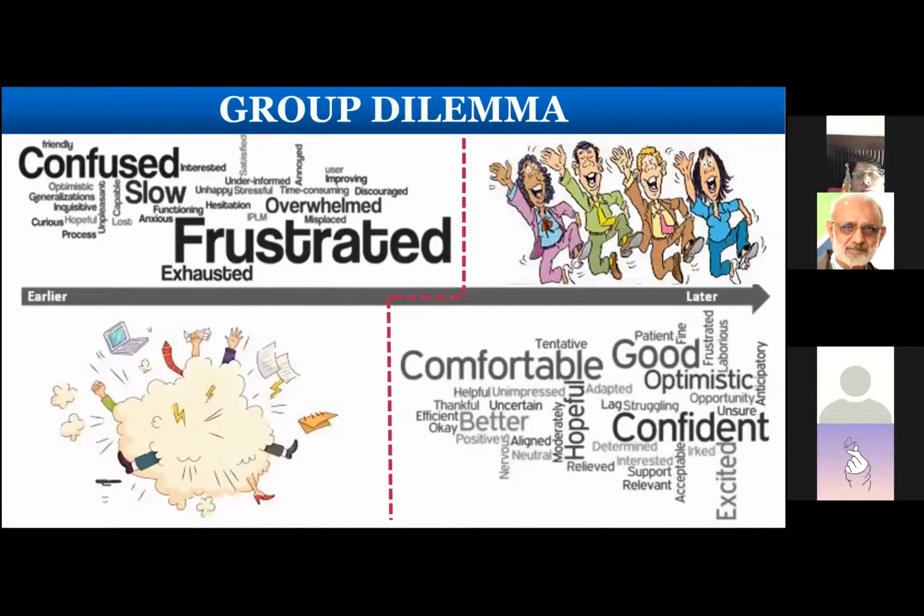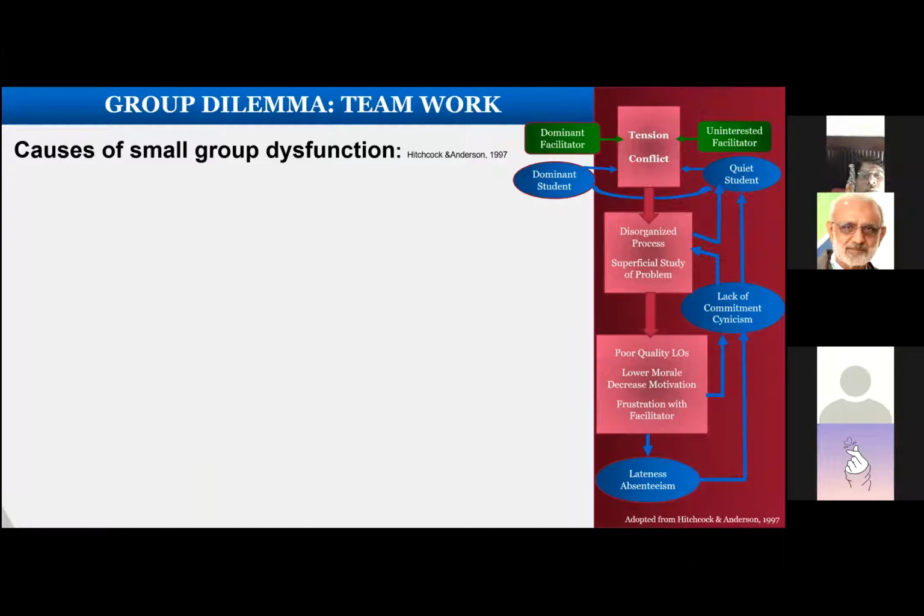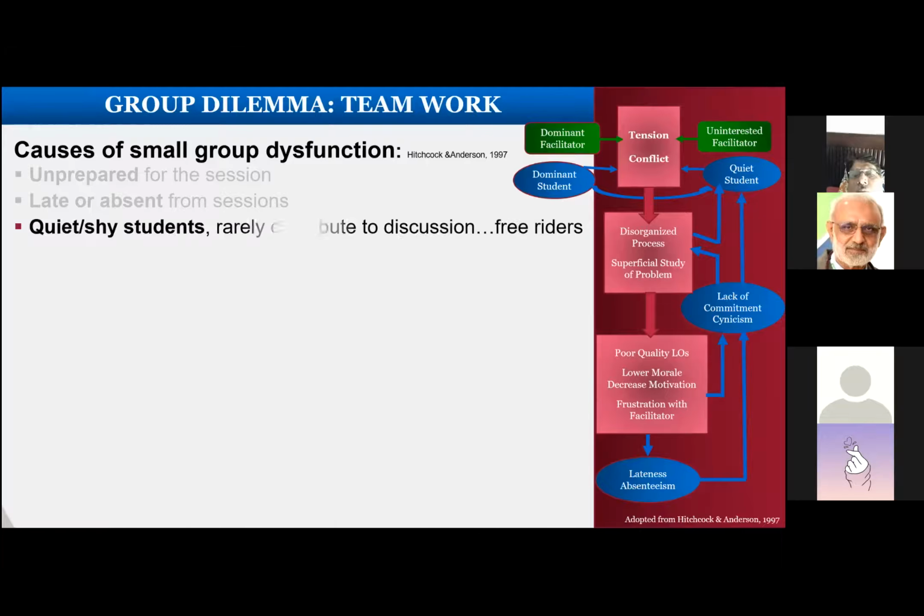What could be the group dilemmas? The teamwork. There can be a small group dysfunction. Hitchcock and Anderson have provided a list of the causes of small group dysfunction, which includes being unprepared for the session, late or absent from session, and quiet or shy students who rarely contribute. They are called free riders.